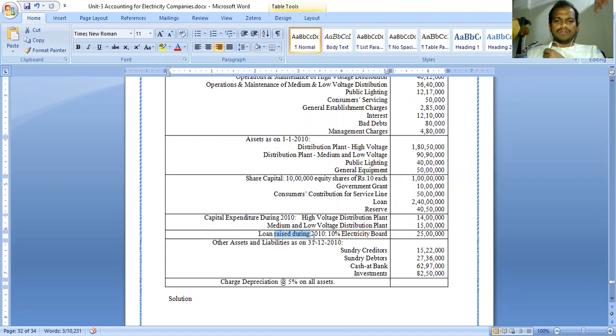So loan raised during 2010. This is the loan raised from the electricity board. Okay, other assets and liabilities as on 31st December 2010. So these are all current assets and current liabilities. So charge of depreciation at the rate of 5% on all assets. Okay, let's move on to the solution.